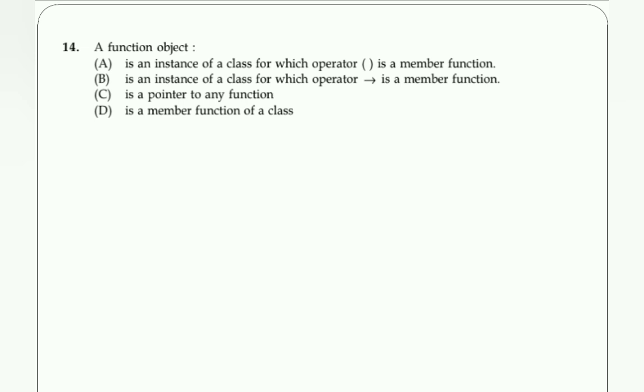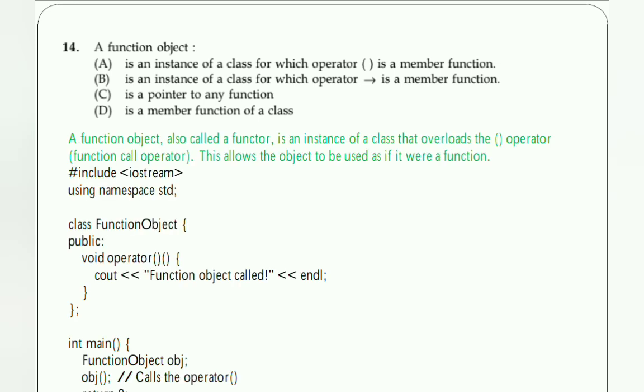A function object. So what is meant by a function object? A function object is also called as a functor. So it is an instance of a class for which operator is a member function. The parenthesis is a member function. A function object, also called a functor, is an instance of a class that overloads the parenthesis operator, that is a function call operator. This allows the object to be used as if it were a function. So this is a simple example of how the functor will work.